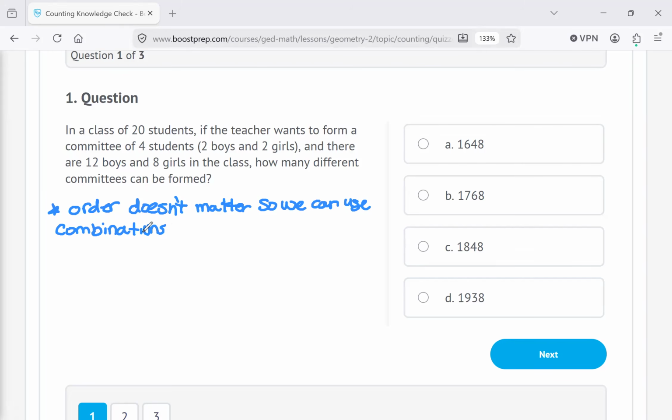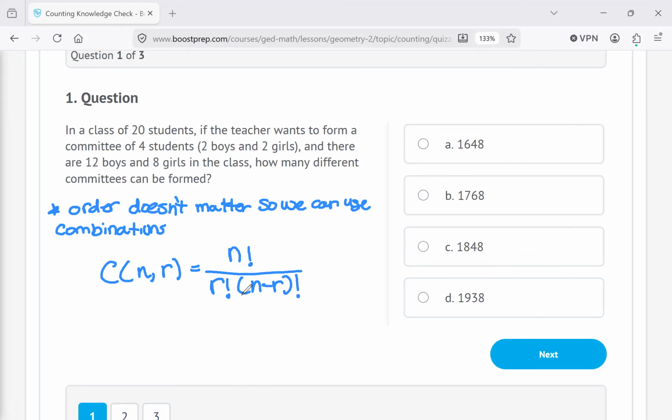Okay, so we're gonna use this formula, C of n comma r equals n factorial over r factorial times n minus r factorial. So all we have to do is figure out what our n and our r are.